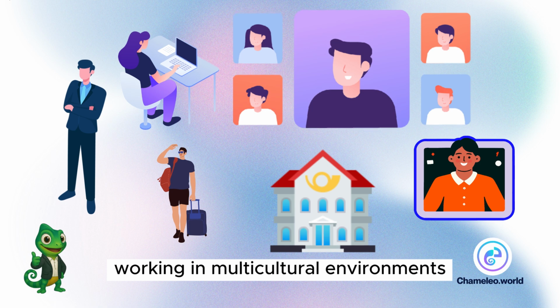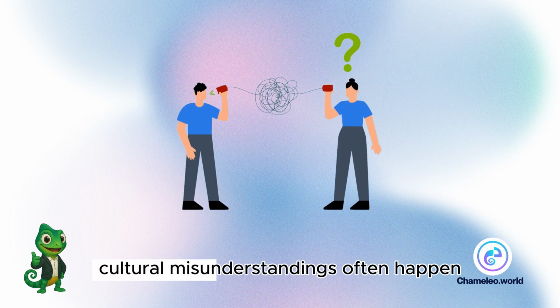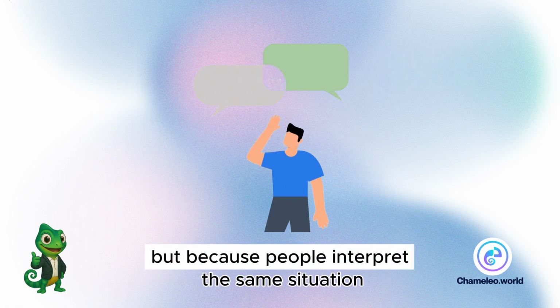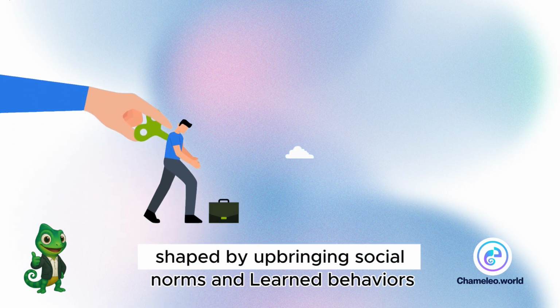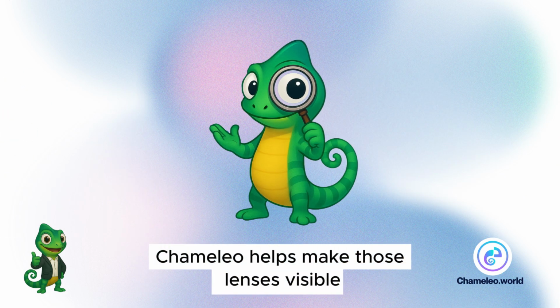in multicultural environments. The core idea of Chameleo is simple. Cultural misunderstandings often happen not because of bad intentions, but because people interpret the same situation through different cultural lenses shaped by upbringing, social norms, and learned behaviors. Chameleo helps make those lenses visible.